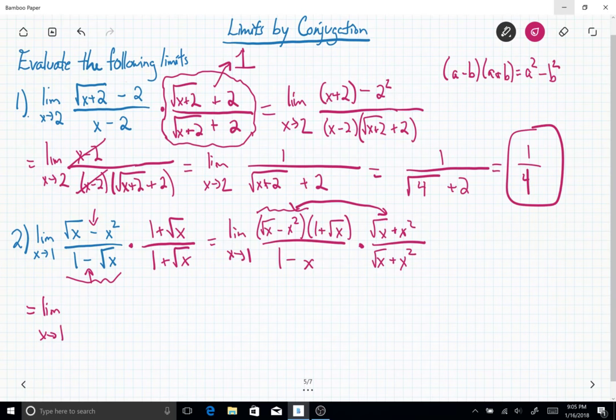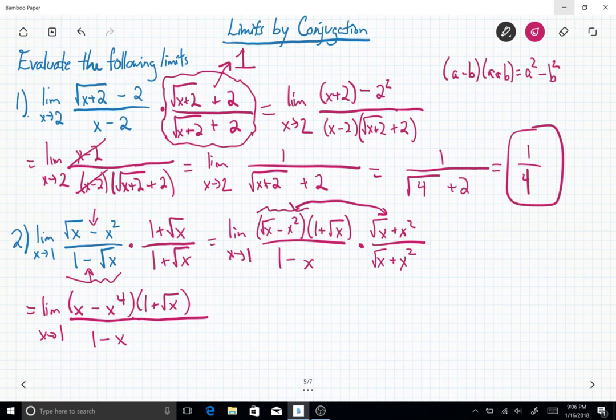And so we go limit as x approaches 1. When you go square root of x times square root of x, notice that just gives you x. And then x squared times x squared, that gives you x to the 4th. Now I'm not done with that top. We're going to have a little bit more work. And then you have a 1 plus square root of x, and then we have a 1 minus x down below. Okay, this looks nasty, right? Plug it in, you still get 0 over 0.